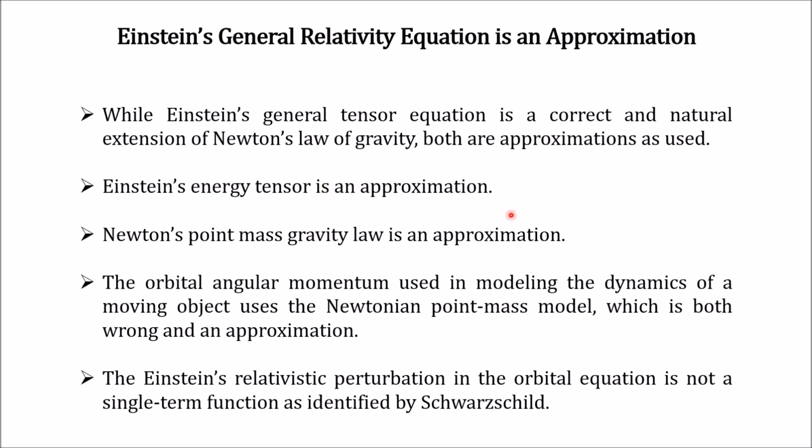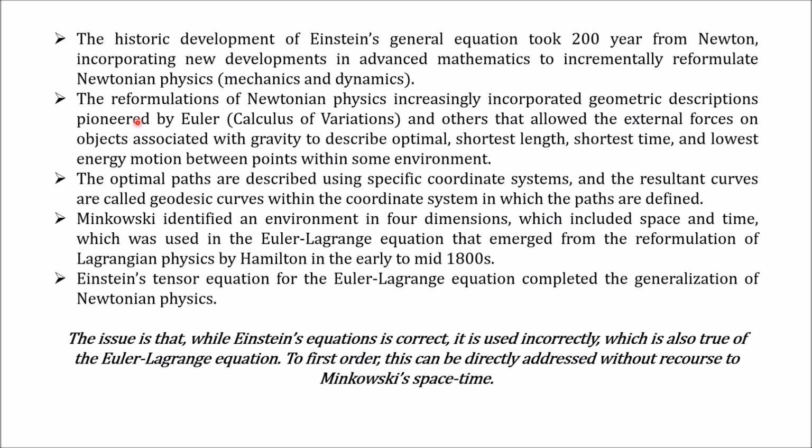The energy tensor is an approximation. Newton's point mass gravity law is an approximation. Orbital angular momentum used in the dynamics for orbits, those are approximations. The Einstein relativistic perturbation in the orbital equation is not a single term function as identified by Schwarzschild. We'll show that that is another simplification, in that the one correction, or the perturbation, that Schwarzschild identified for the Euler-Lagrange equation is just a single term function. It's incorrect.